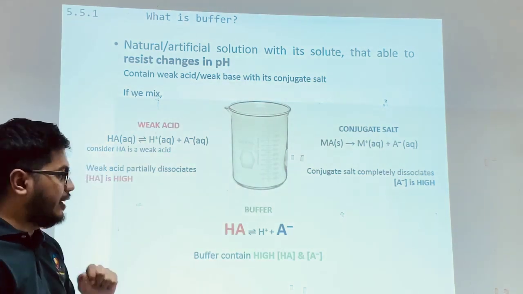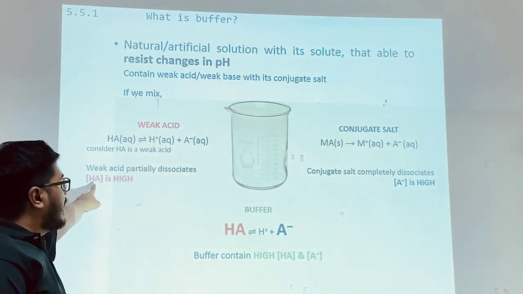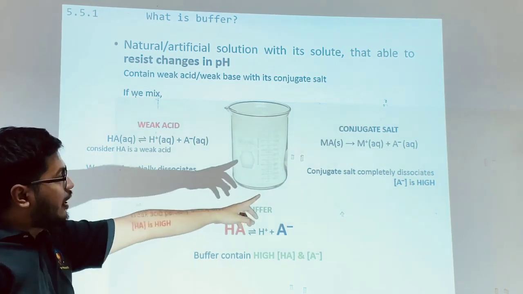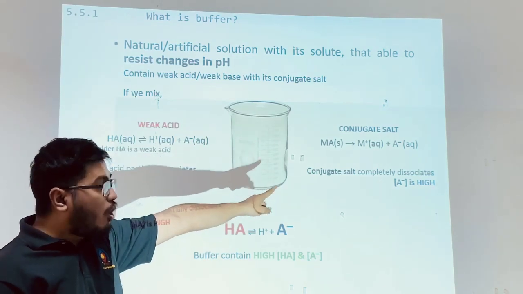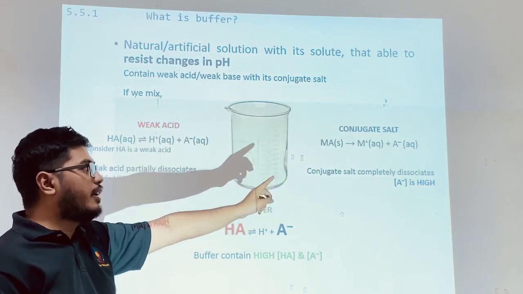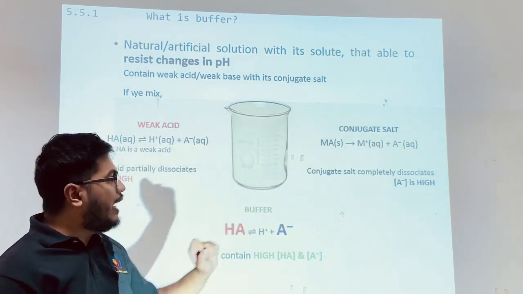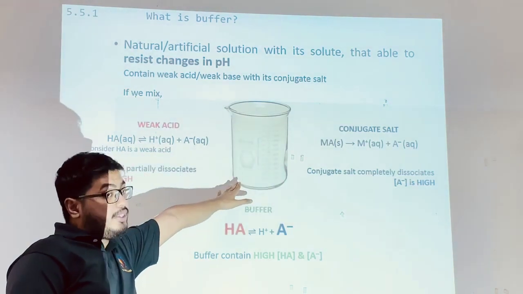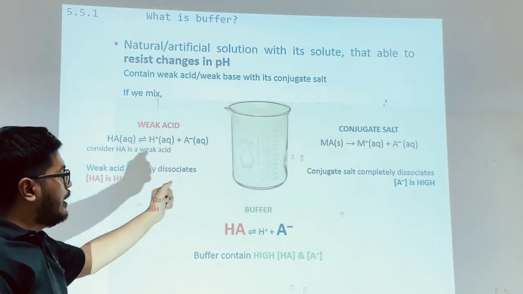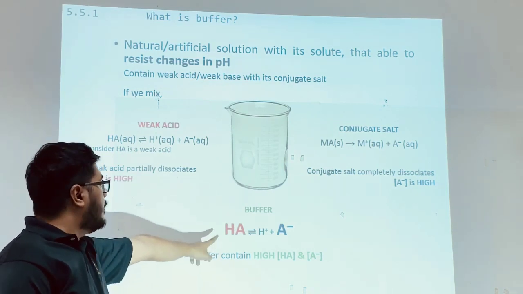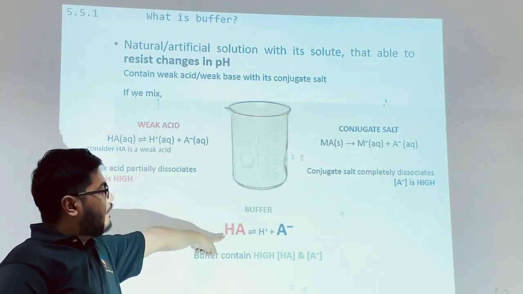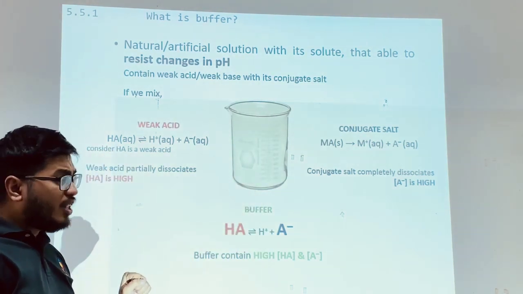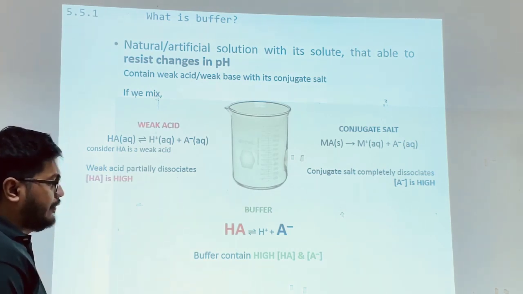So in other words, the weak acid has a high concentration of HA. The weak acid itself has a high concentration. And then the salt completely dissociates, so when it completely dissociates, the concentration of A minus is high. So when we mix both the weak acid and the conjugate salt together, what happens? We will produce a buffer. So the buffer will have a high concentration of HA and a high concentration of A minus. Okay, so that is a buffer.